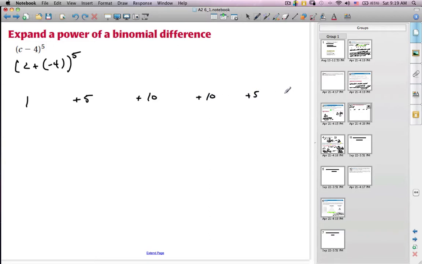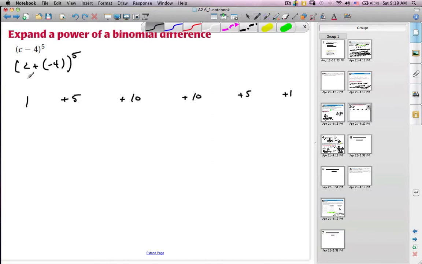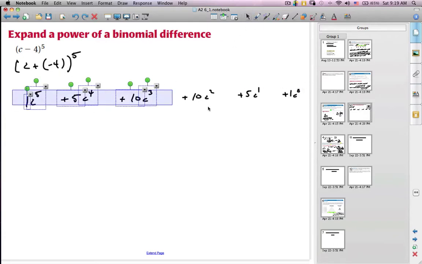I probably didn't need quite that much room. All right, so let me move this one over. Move them back a little. I left a lot of room. These aren't as bad. Okay, so I know that I'm going to take C, and I'm going to take it to the fifth, and then the fourth, and then the third, second, first, 0. And I'm going to take -4, and I'm going to need a little room at the end there.